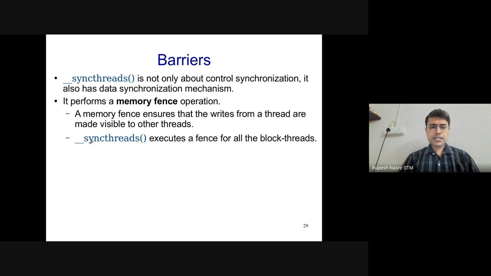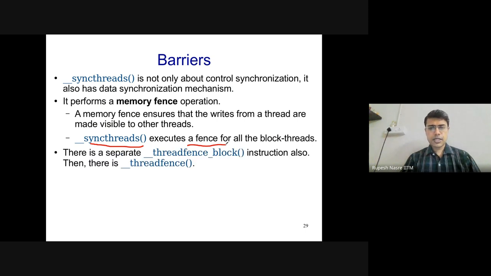So sync threads is a data synchronization point and also a control synchronization point, and it executes a memory fence, or a thread fence, for all the threads within that block. Okay. And there is a thread fence block, and there is a thread fence for the whole set of GPU threads. Sayan, go ahead.